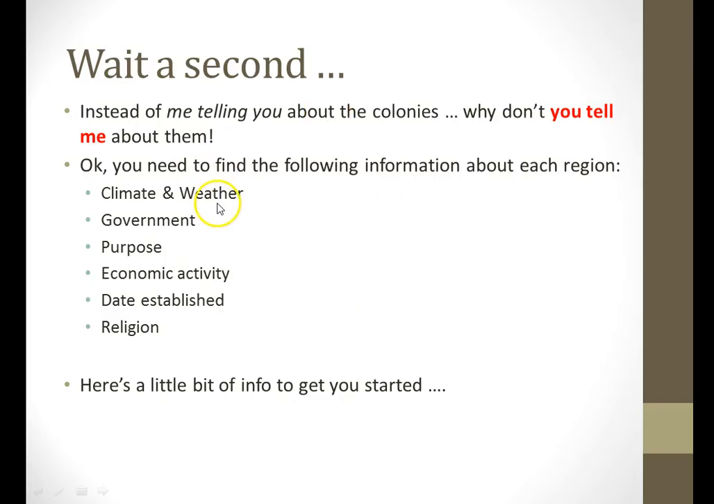All right, I need you to tell me about the climate and weather, the government, the purpose of the founding, because each of the colonies were founded for different reasons, their key economic activity or activities, the date it was established, and the religion of the colony or of the region. Okay. Now here is a little bit of general info to help get you started. But if I were you, I would start working on this as soon as humanly possible.